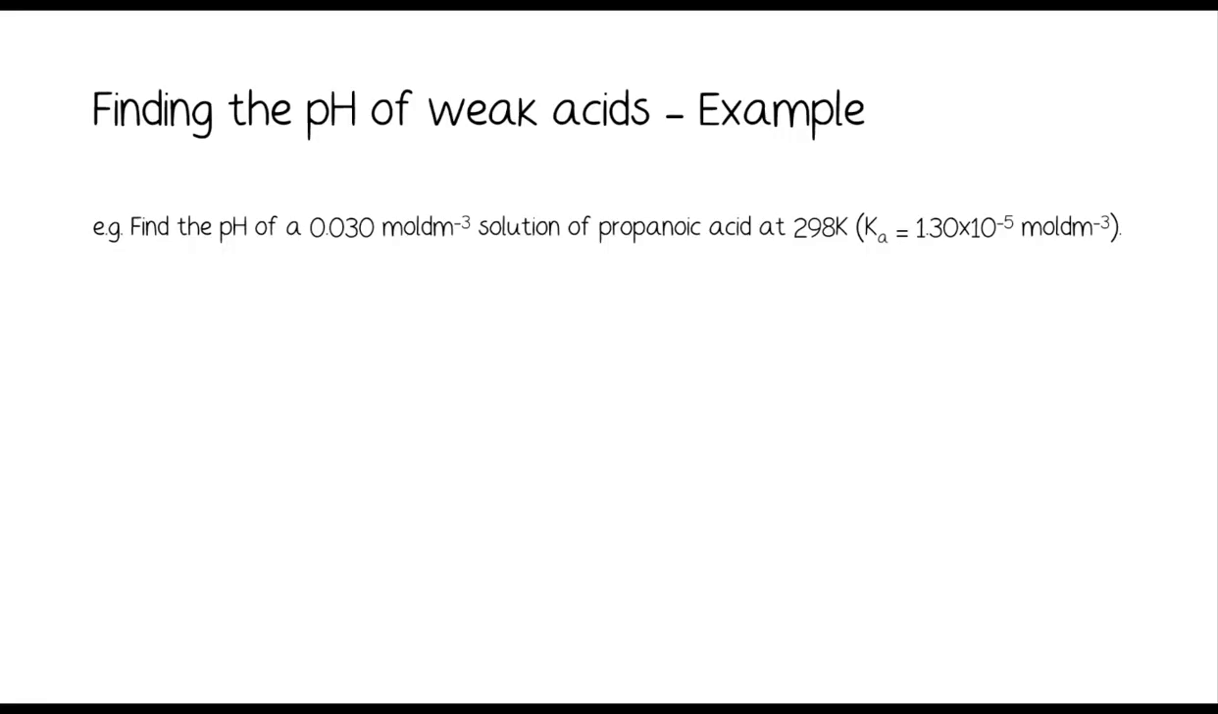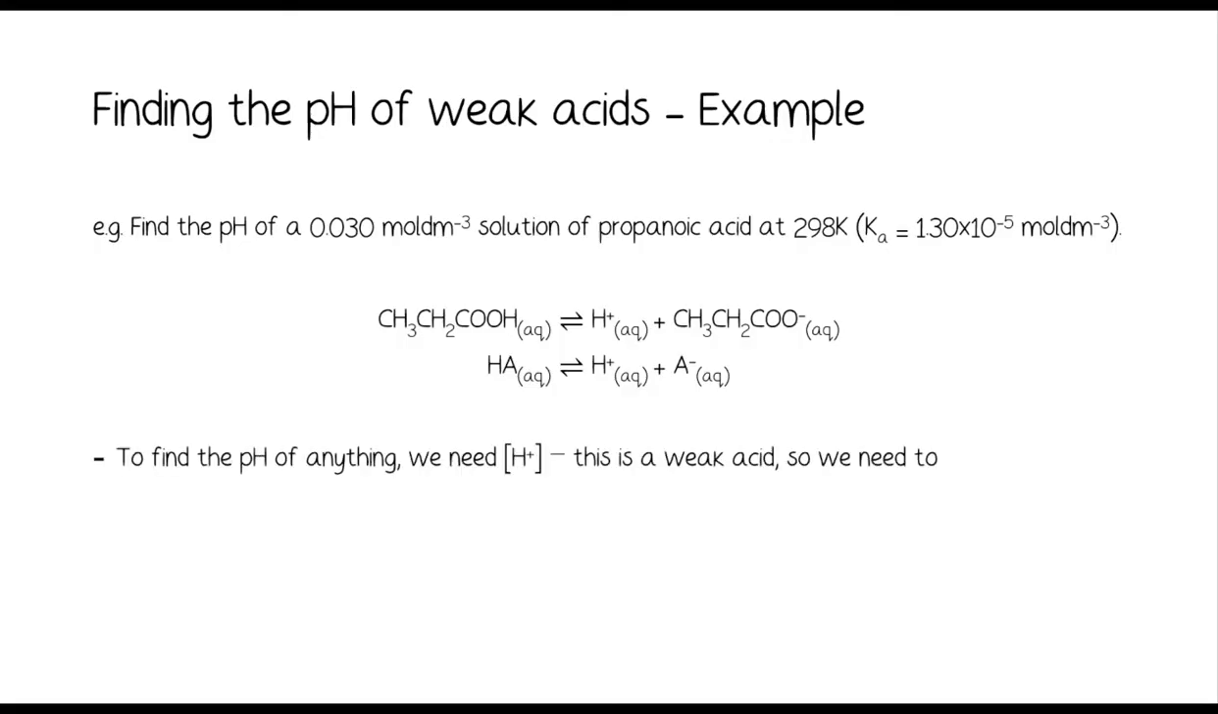So as always, write out the dissociation equation. So you've got CH3CH2COOH going to H+ and then CH3CH2COO-. If you're feeling lazy, you can write that in terms of HAs and A minuses as well. To find the pH of absolutely anything, we need H+. And because this is a weak acid, we need to use Ka. So Ka equals H+ times A- over HA, all concentrations. And because this is a pure weak acid, we can assume that H+ and A- are the same, giving us Ka equals H+ squared over HA.